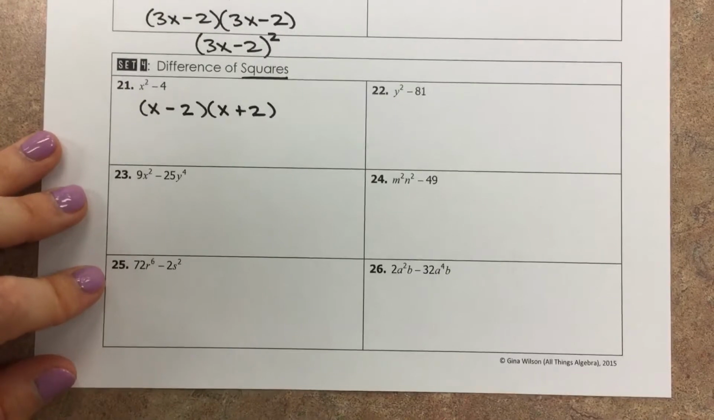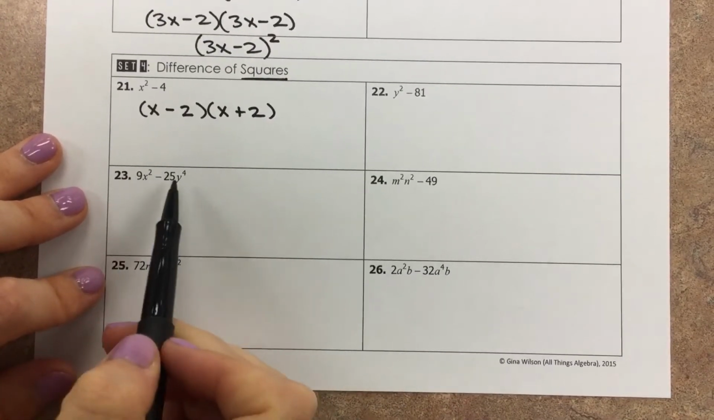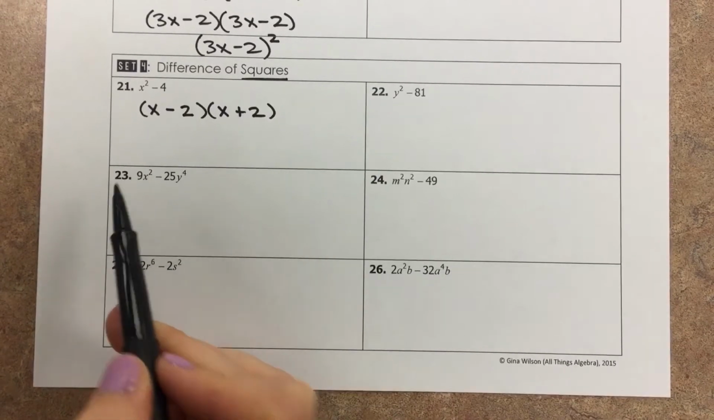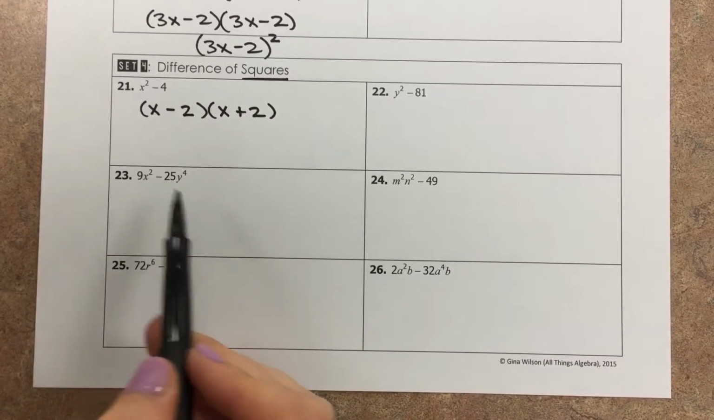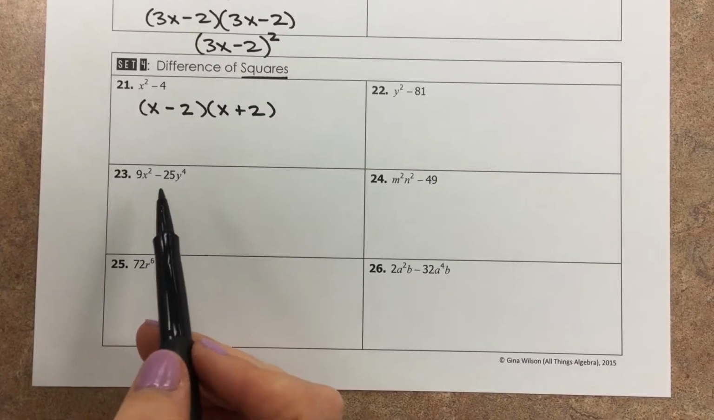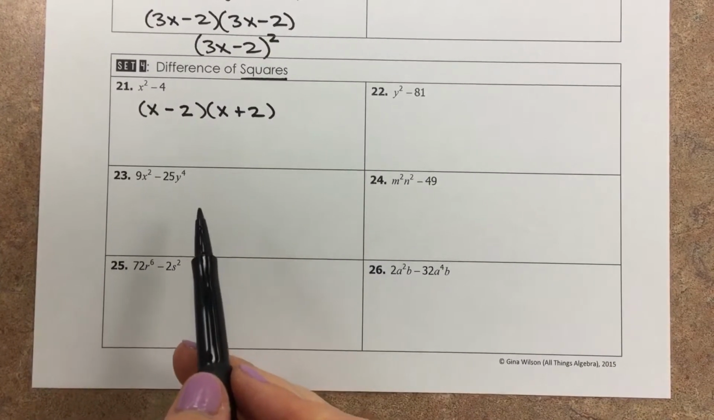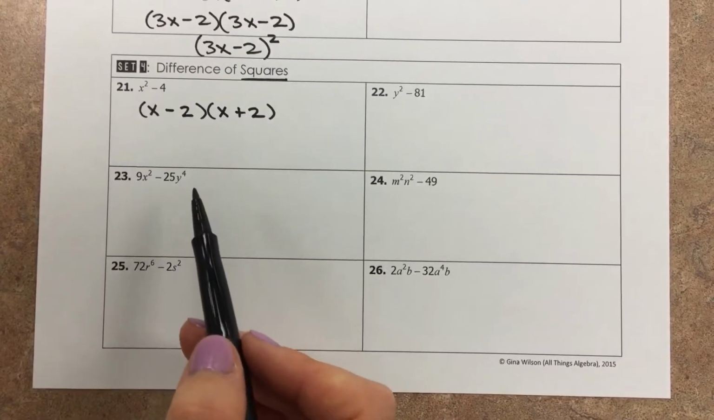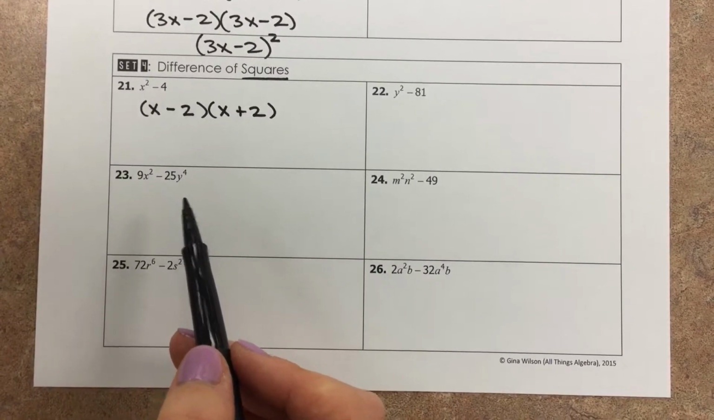So let's look at number 23. So look for a GCF. These don't have anything in common. It is the difference. These are both squares. 9 and 25 are squares. X squared and y to the 4th are squares. A trick you can remember is that if there's an even exponent, it's technically a perfect square because y to the 4th would be y squared times y squared. So that's a perfect square.